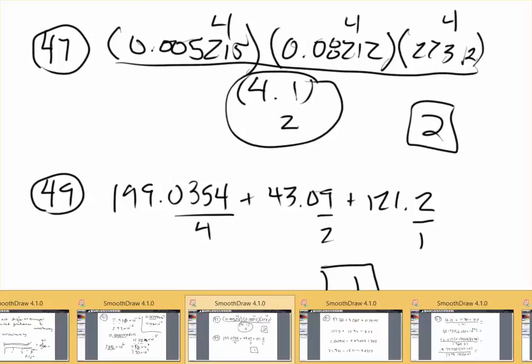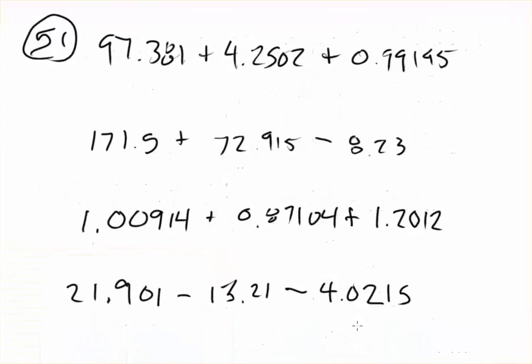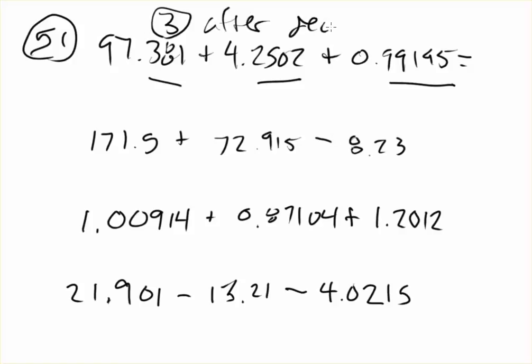Okay, and the next one is 51. So on number 51, you are asked to perform this calculation and round the results to the proper number. Oh, no, you were asked to just tell me how many sig figs this calculation would have. No, you were asked to round it, sorry. So this is addition and subtraction. This one has 3 digits after the decimal, and this one has 5 digits. So whatever your answer is, you need to have 3 digits after the decimal.